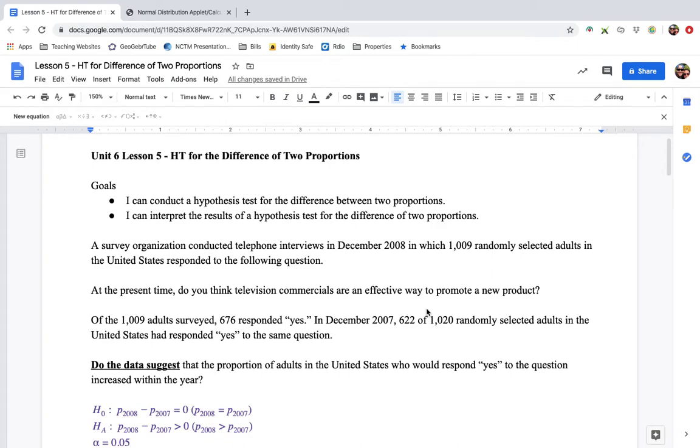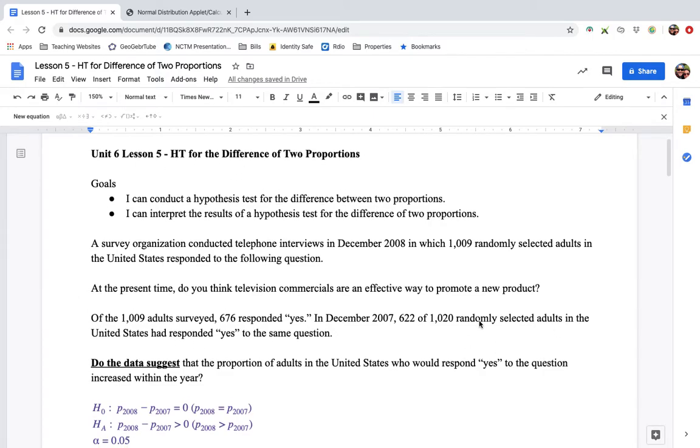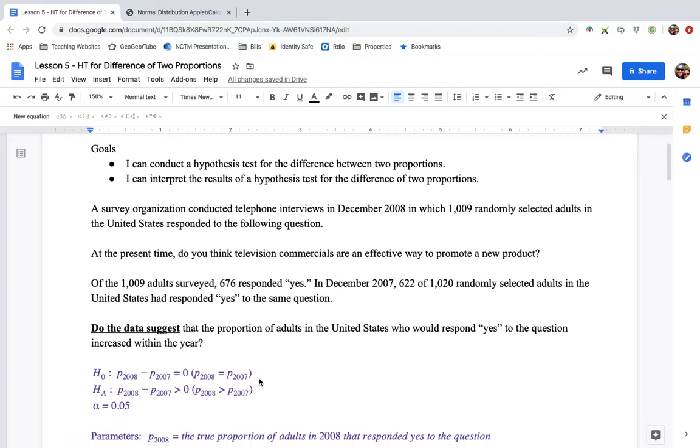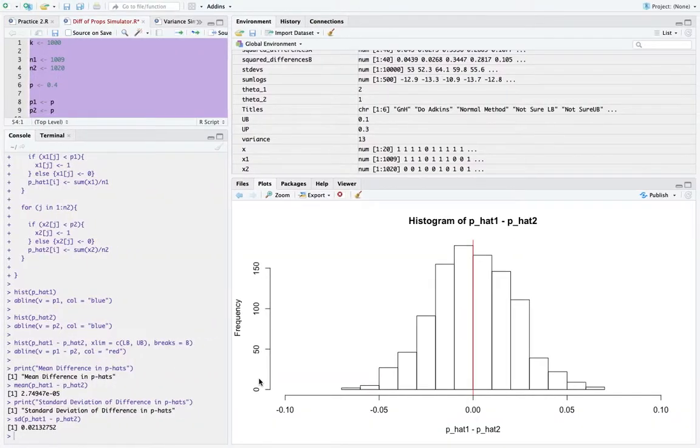Okay, welcome back. This is the second video following up with the simulation for hypothesis test for the difference of two proportions. So it's the same scenario. In the last video, we just set up the hypotheses, and we did a simulation using my computer program to estimate or predict what our conclusion should be.